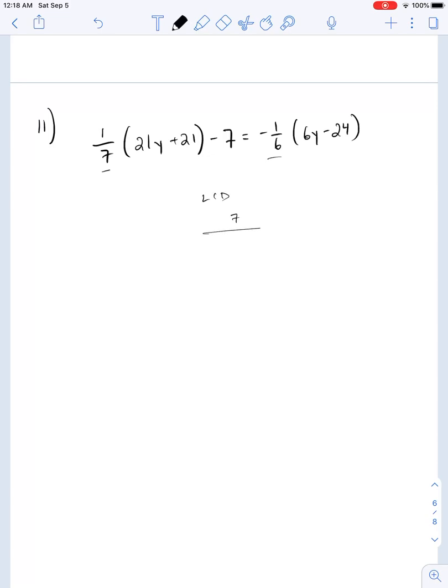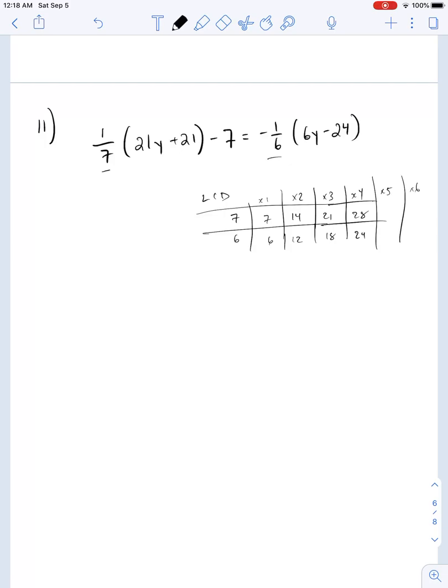All right, we have 7, we have 6. And remember, what you do is you do times 1, times 2, times 3, times 4. So let's take a look. We have 7, 14, 21, 28. We have 6, 12, 18, 24. Nothing in common, so we've got to keep going, right? So times 5, times 6.